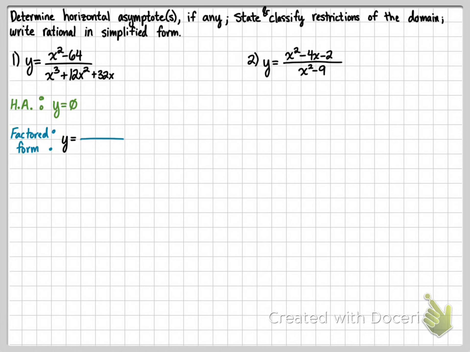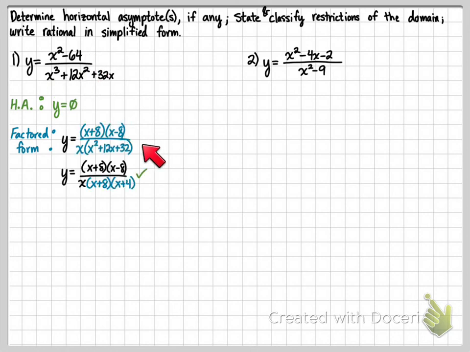Determine horizontal asymptotes. State and classify restrictions of the domain. So we have to get it in factored form to figure out the restrictions, and also to write it in simplified form. If it just asked for the restrictions, remember we just set the bottom equal to 0 and we could figure that out. But when we're talking about the simplified form as well, and if we're talking about classifying the restrictions, not just stating them, but saying if they're removable or non-removable, we need to factor both the top and the bottom. So x squared minus 64, remember when we have two terms, we look for a GCF first. There's no GCF. Then we look for difference of squares, difference of cubes, sum of cubes. I see a difference of squares, so it's going to be x plus 8, x minus 8.